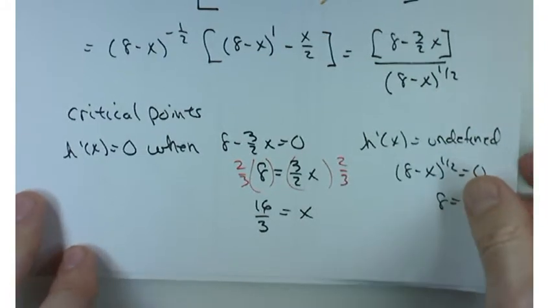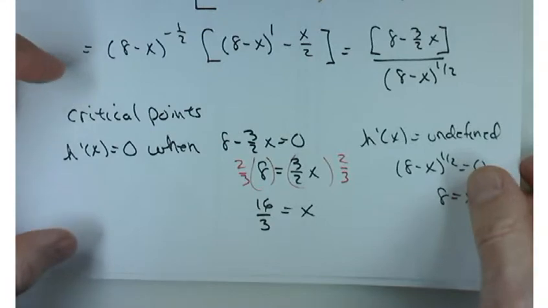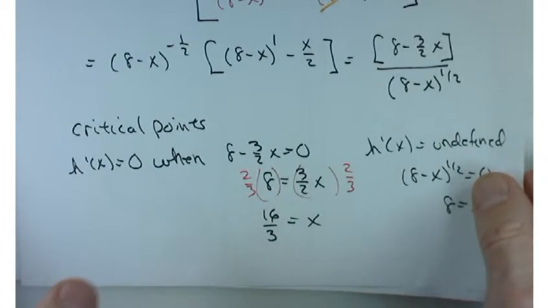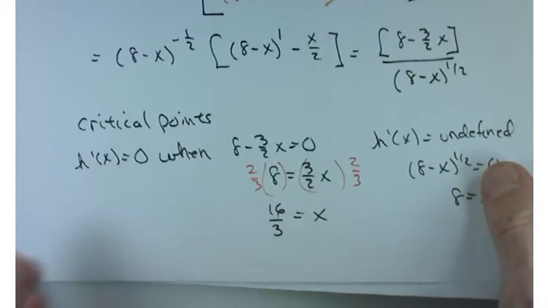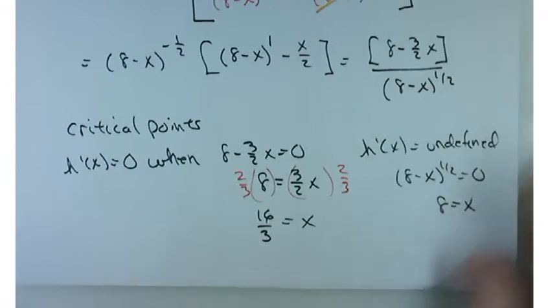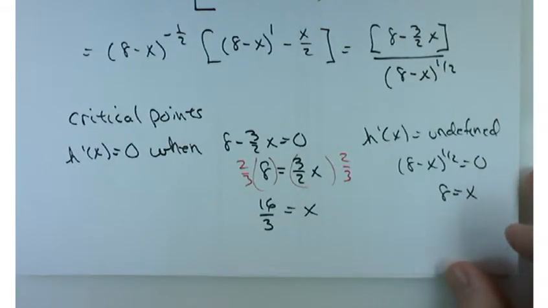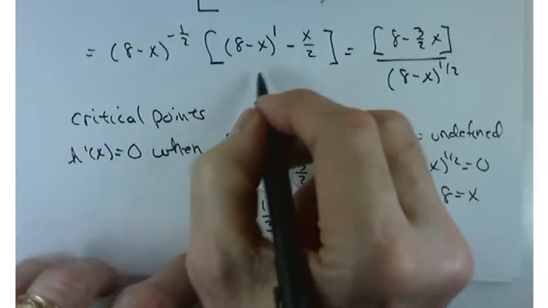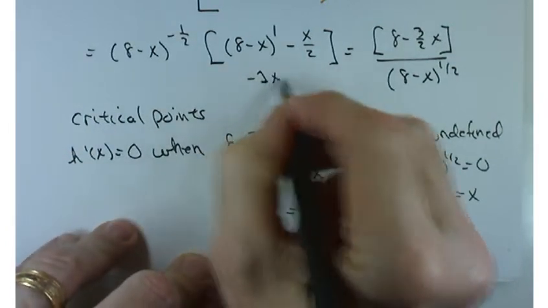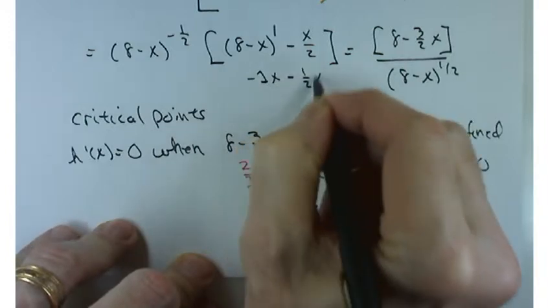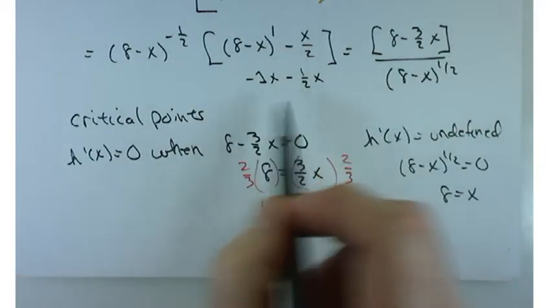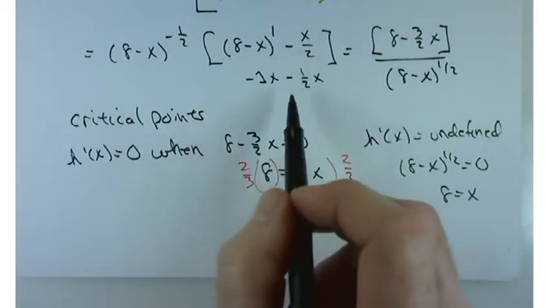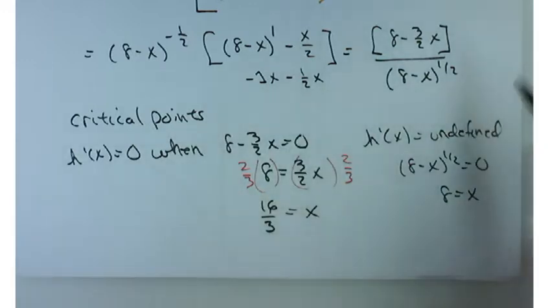Anything else on this much of it? Courtney? Yeah, so wait, can you please go over again how you got 8 minus 3/2 x? Oh, sure. So it's right here. You can think of this as -1x, and this is -1/2 x. So you just combine the like terms. So -1 and -1/2 gives us -3/2. Yeah. No, I appreciate the question. Thank you.